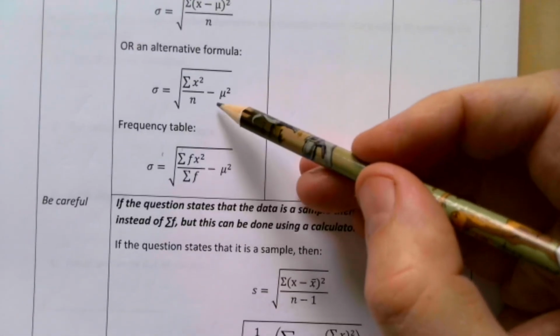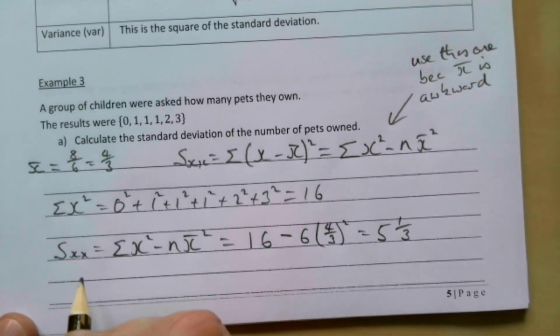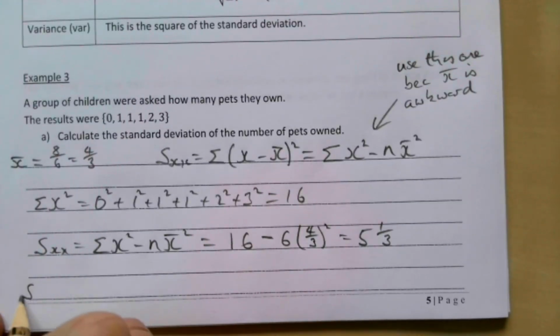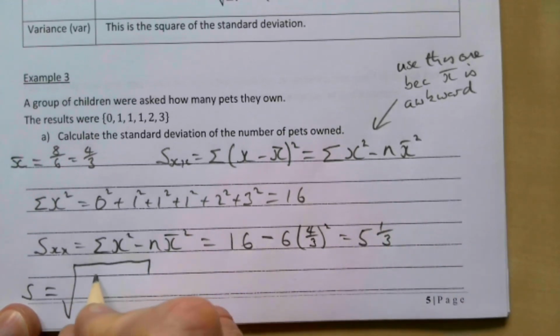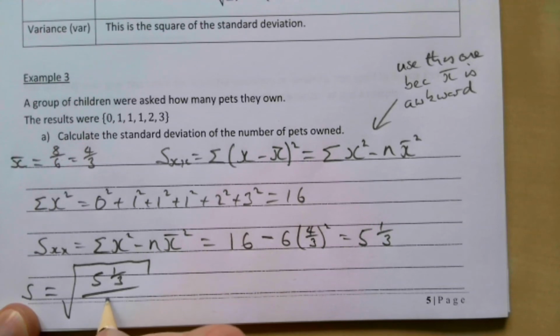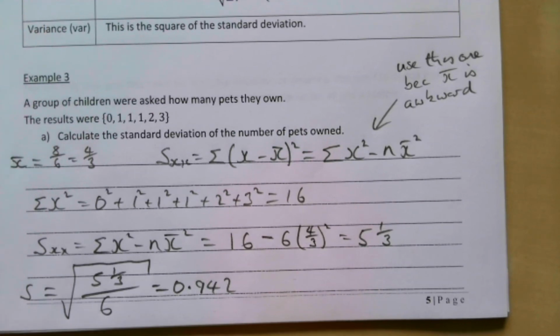Here's what we're doing. We're using this formula here, but we're going to divide it all by n. I've multiplied the mean by n just to divide it by n again to make it all work out for us. So our standard deviation is going to be the square root of this number, 5 1/3, divided by the amount of numbers there are. If you put that into your calculator, you will get 0.942, and that's our standard deviation.